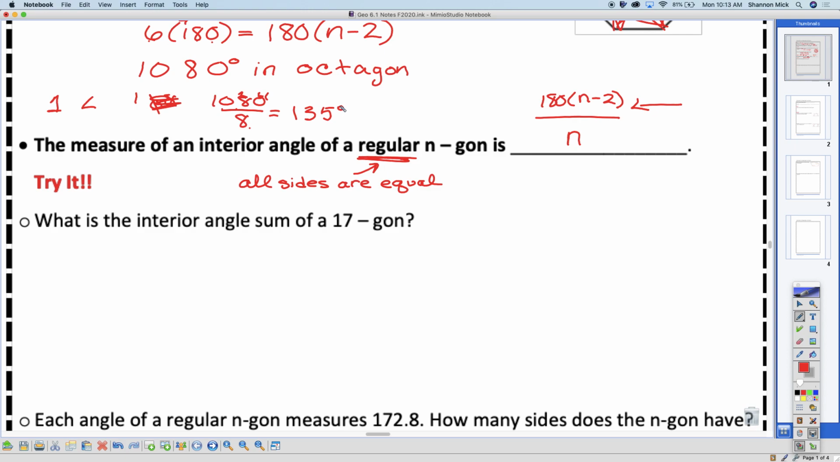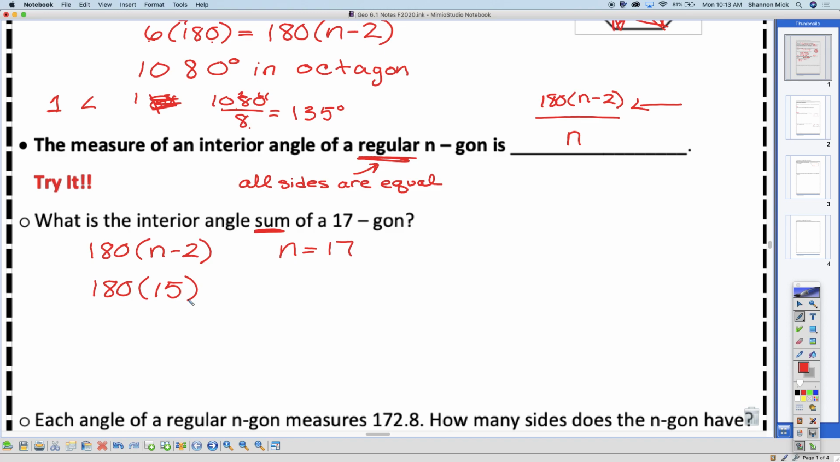Okay, so I wanted just the interior angle sum. So I want the sum, not one. What's my formula for the sum? You have 3 formulas on your paper. Which one is the sum of the interior angles? 180, then n minus 2. Okay, 180 times n minus 2. That's the sum of all the interior angles. So what is our n? 17 is our n. So 180 times 15.